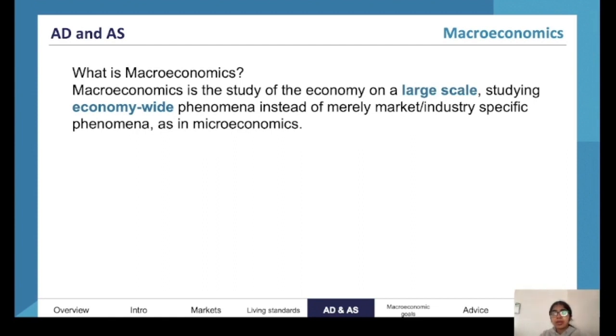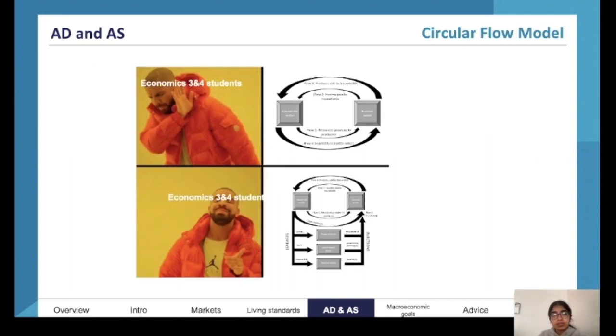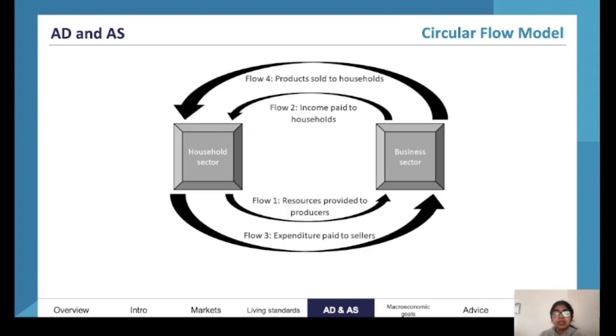So macroeconomics, study of the large scale economy, looking at aggregate supply, aggregate demand, and instead of just market specific stuff. So if you remember the circular flow model, amazing. If you didn't do one to echo, don't stress too much. It's very, very straightforward. So this is the old circular flow model.